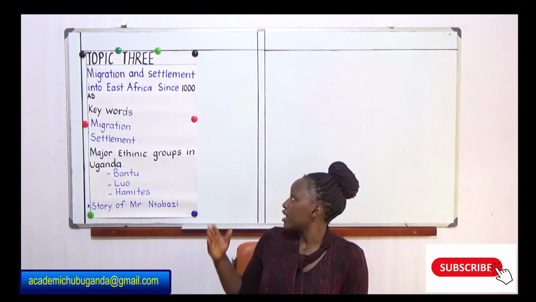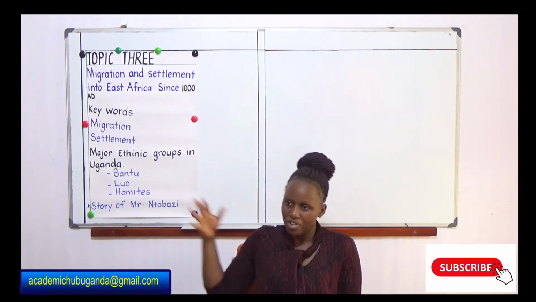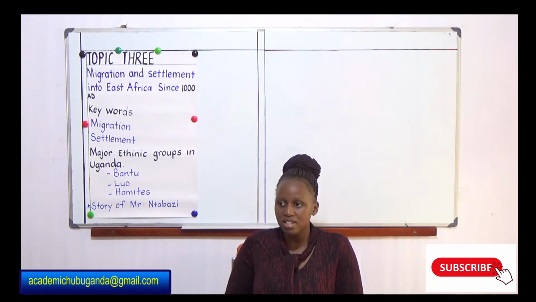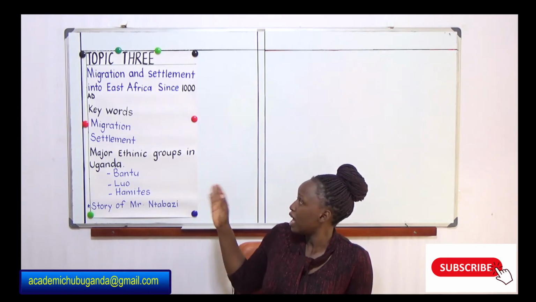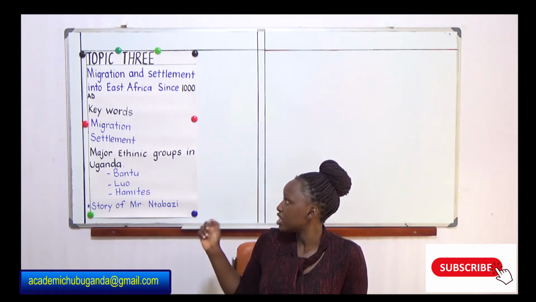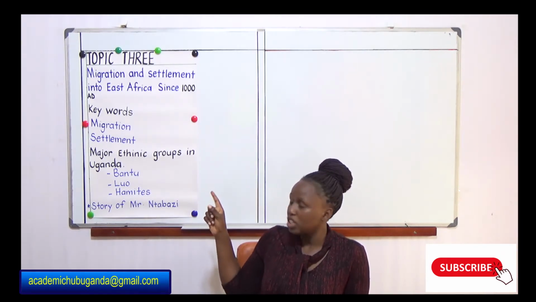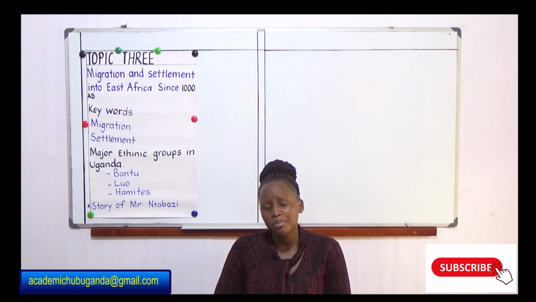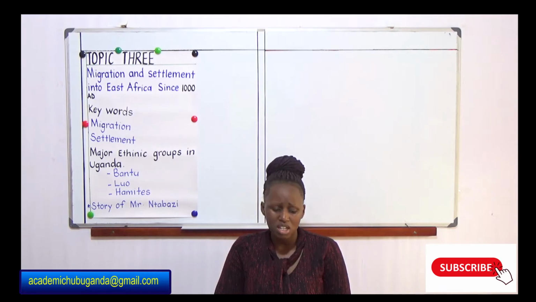So now we are looking at movement of people from different places into East Africa. And settlement is just finding a place where to stay permanently. That is migration and settlement, and those are the key words that we have. Why do we have to talk about migration and settlement in history?